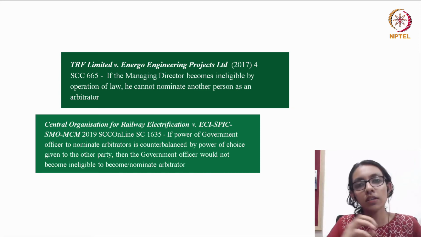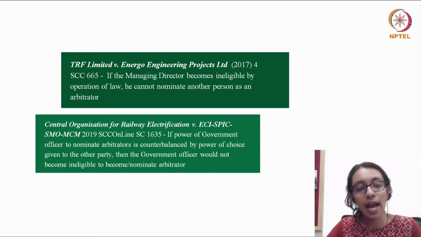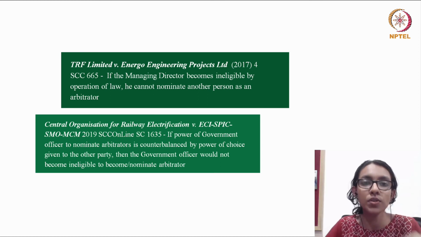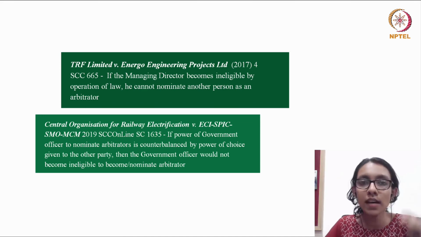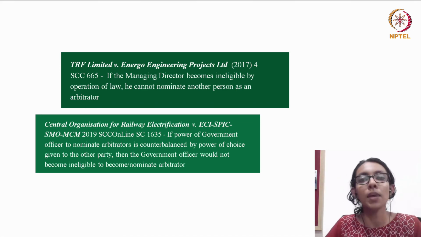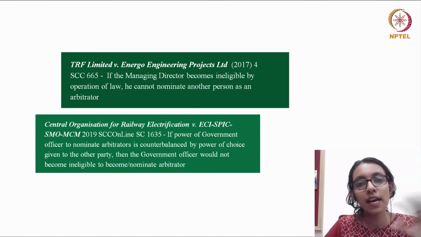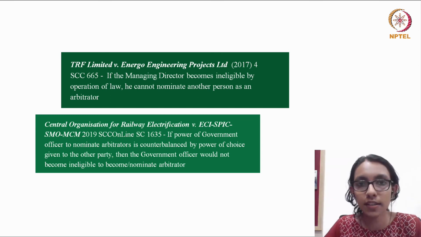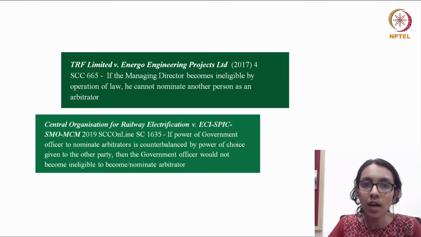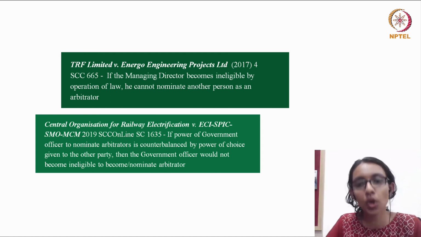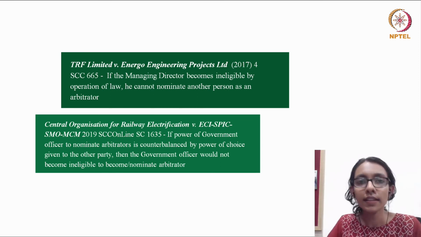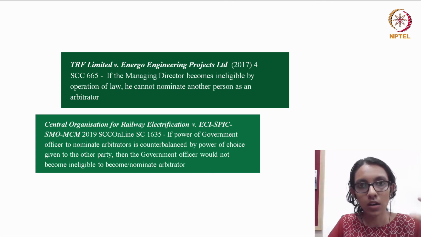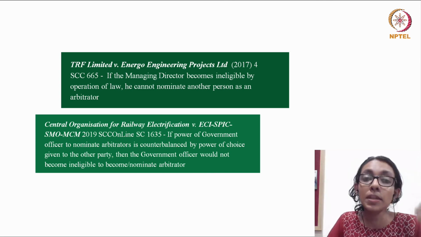However, the Supreme Court in this case interpreted that as long as the contractor gets to choose 2 parties out of the names of 4 parties, that counterbalances the power that the government entity has in appointing the rest of the arbitrators in the tribunal. So as long as the power of the government officer to nominate arbitrators is counterbalanced by an equal choice that is given to the contractor, then there is no occasion of the arbitrator becoming ineligible.